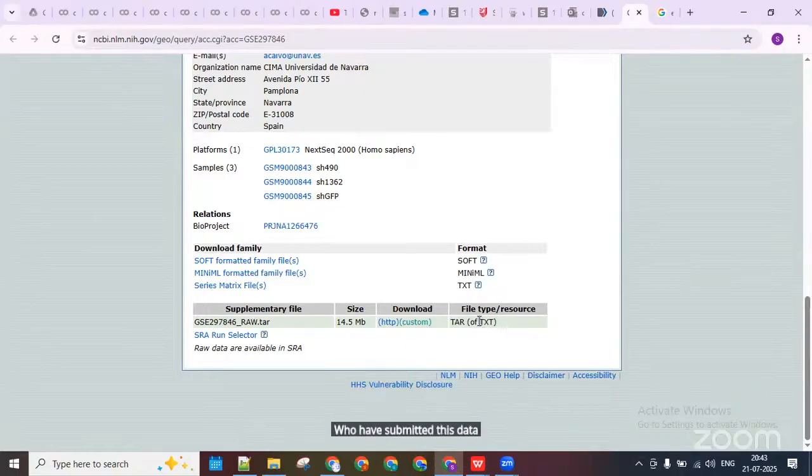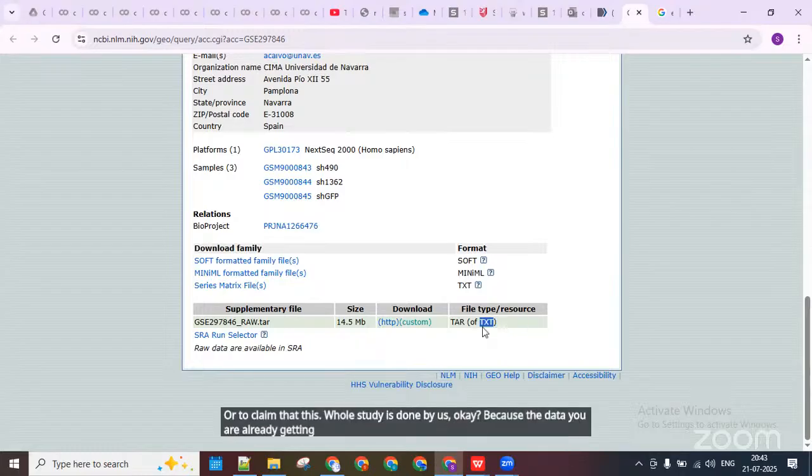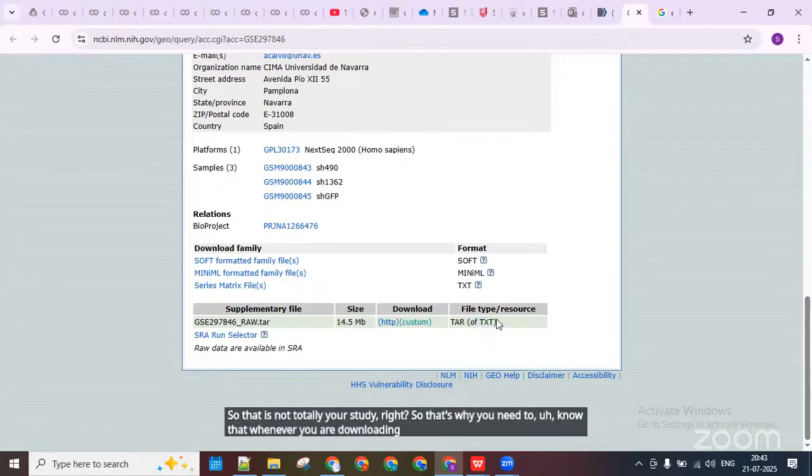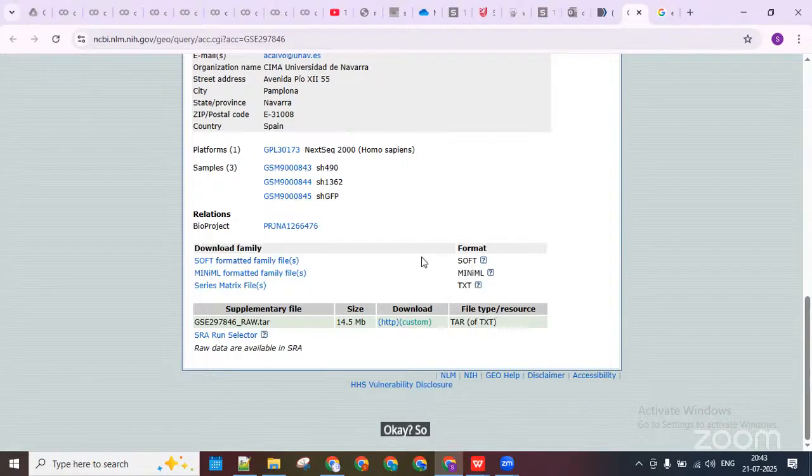So this will not be very useful for us, or to claim that this whole study is done by us. Because the data you are getting is already processed data. So one step is already done by someone else, and that is not totally your study, right? That's why you need to know that whenever you are downloading the data, your data should have CEL file format. Okay, so that is one important thing.